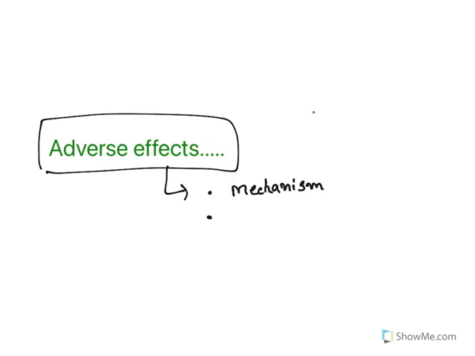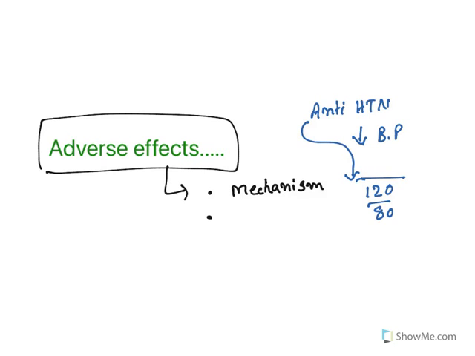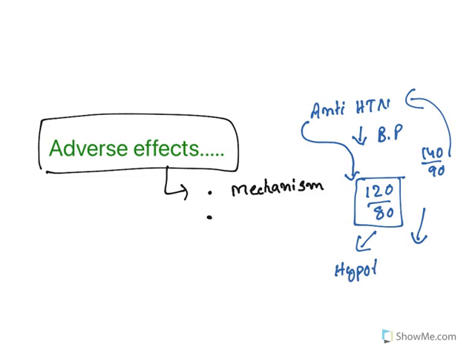Take the case of antihypertensives. All antihypertensive agents will reduce blood pressure. What is the normal blood pressure? 120 by 80. When hypertensive patients take antihypertensives, will that blood pressure come exactly to 120 by 80? No, there is always a chance of it going down. Anything more than 140 by 90 is hypertension, anything less than 120 by 80 is hypotension.